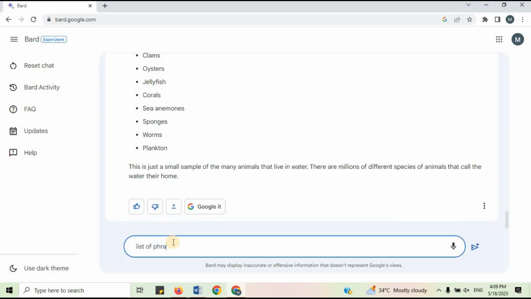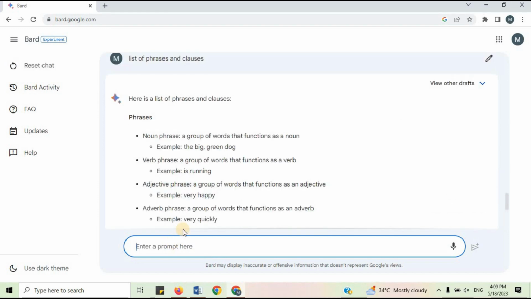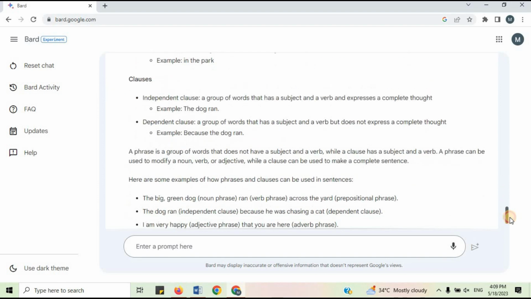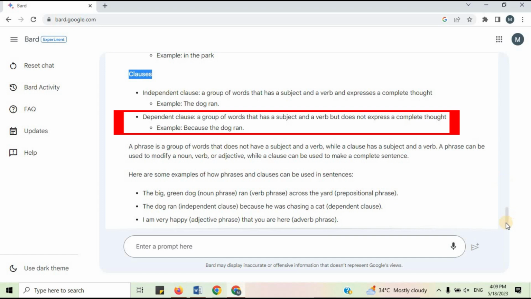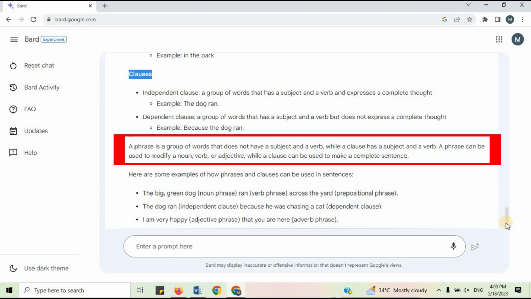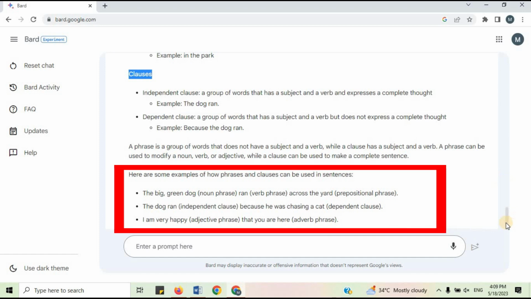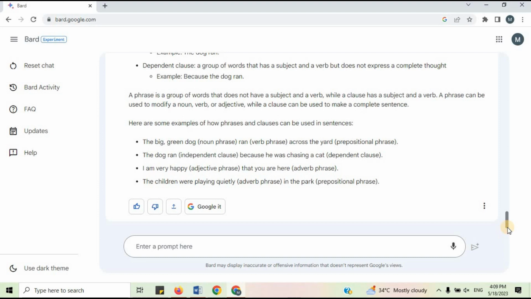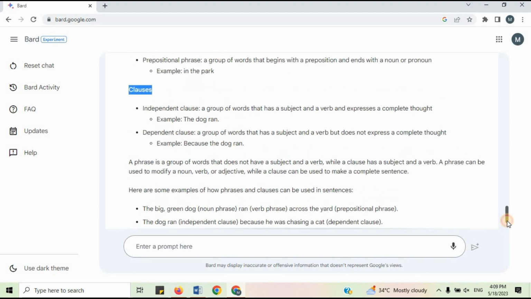Now I will say to write a list of phrases and clauses. Here is a list of phrases and clauses. In phrases, you can see different types of phrases like noun phrase, verb phrase, adjective, and adverb phrase. List of clauses like dependent clause, independent clause. This is the definition of phrase. Here are some examples of how phrases and clauses can be used in a sentence. In this way, you can use Google Bard to generate a list of anything.